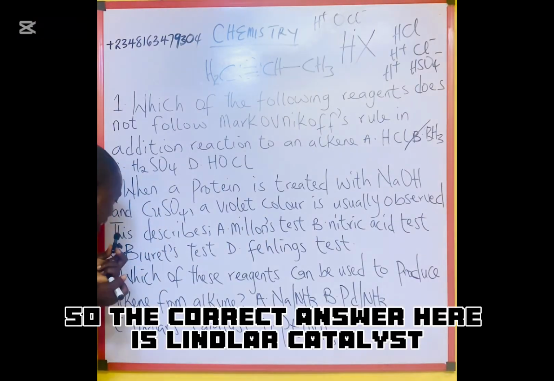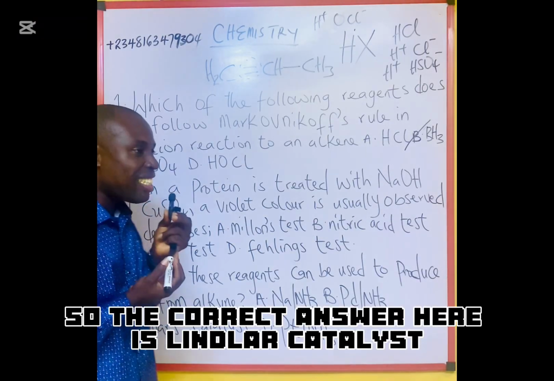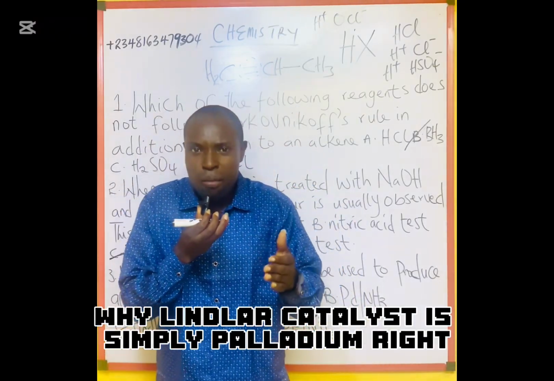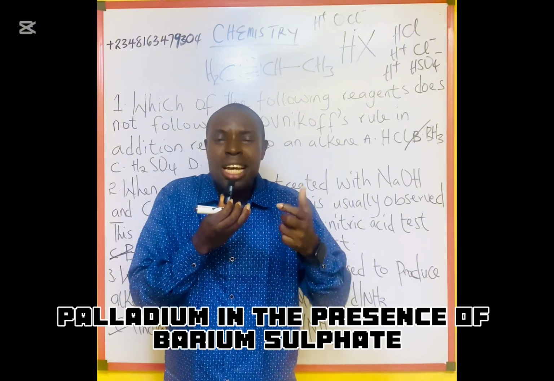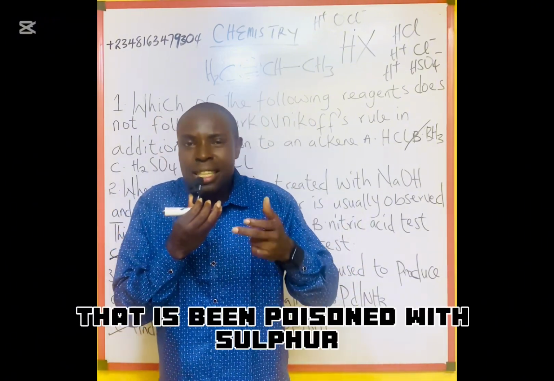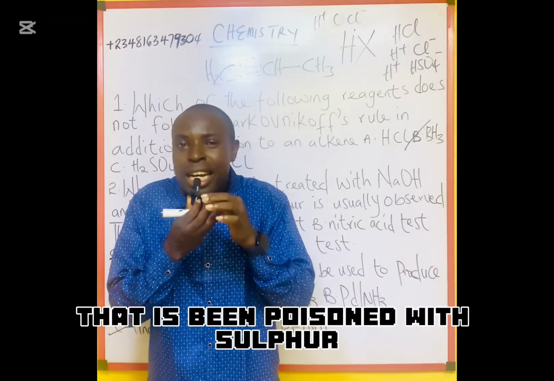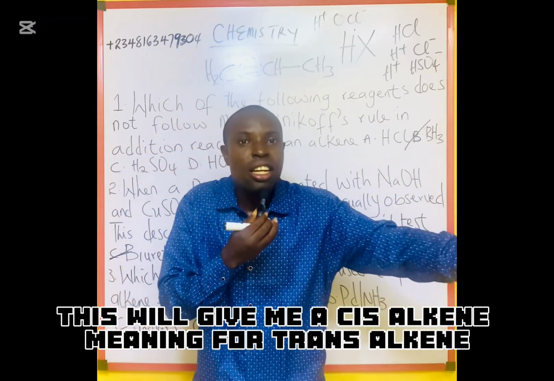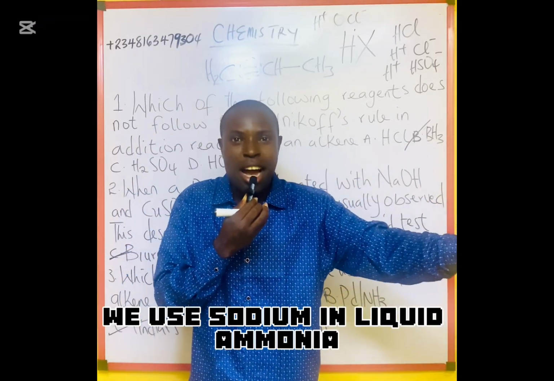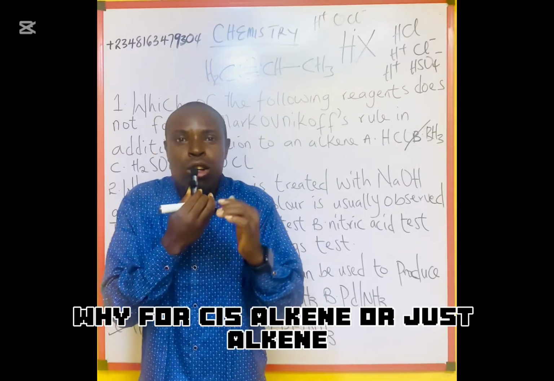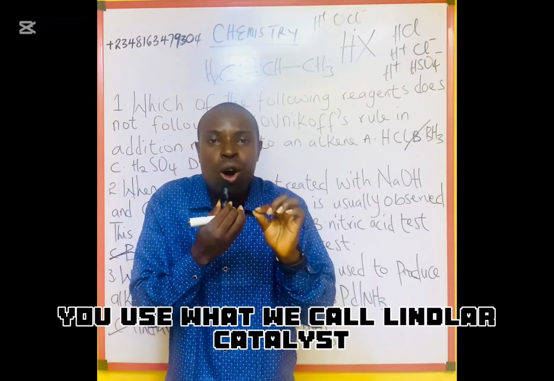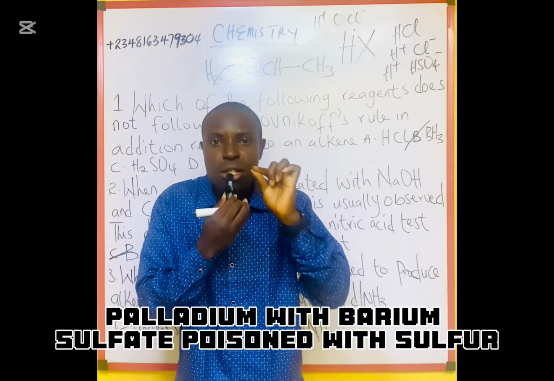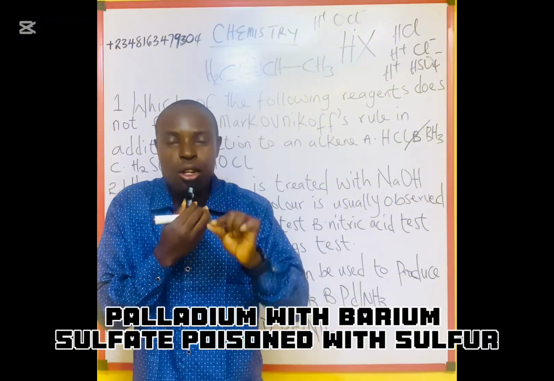So the correct answer here is Lindlar catalyst. Why? Lindlar catalyst is simply palladium in the presence of barium sulfate that is poisoned with sulfur. This will give me a cis-alkene, meaning for trans-alkene, we use sodium in liquid ammonia, while for cis-alkene, you will use what we call Lindlar catalyst: palladium with barium sulfate poisoned with sulfur.